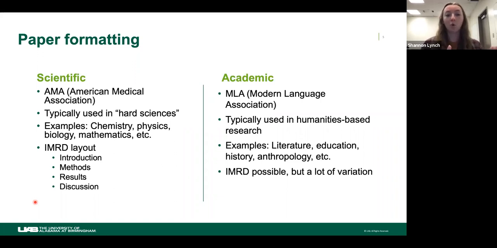So this is a little bit more standardized throughout every field of science. And these are typically used in what people consider hard sciences, which is debated a little bit, but things like chemistry, physics, and biology use the AMA format in publications. And probably the most stark difference between scientific and academic paper formats is this thing called the IMRAD.